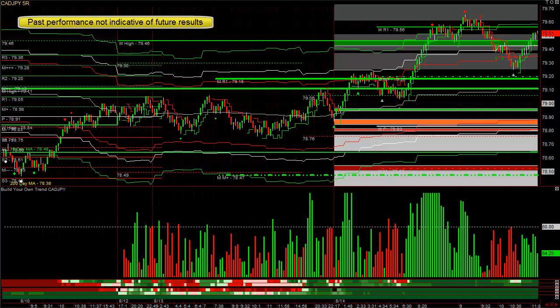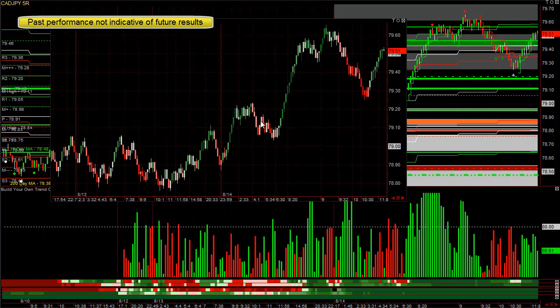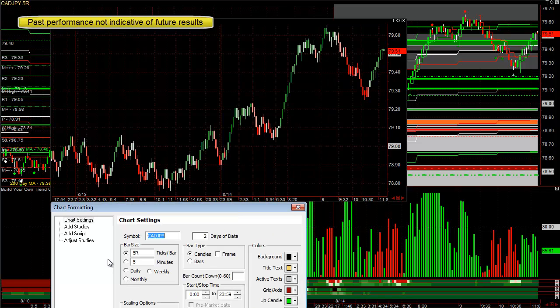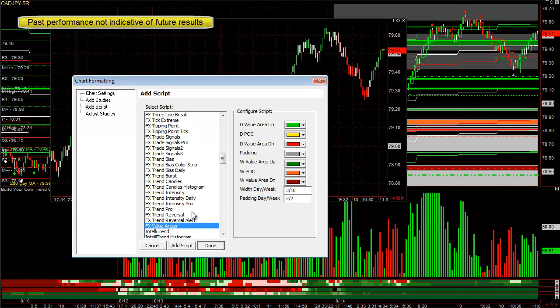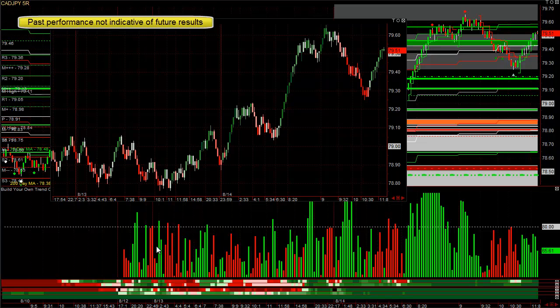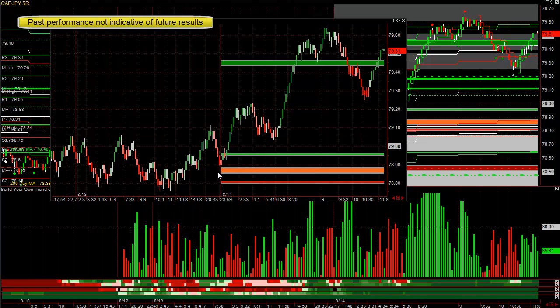So let's bring up the CAD yen, and you can see this pretty much exploded up. And one of the things we're doing is trying to make trading even easier. One way that we're doing that is putting in intensity-based color bars, and we also have the FX value areas. This looks at the previous week and the previous day, and it shows you where most trading activity happened. The center value area, this orange one, is the most actively traded price of the previous week, and it happens to be right over top of yesterday's most active price.